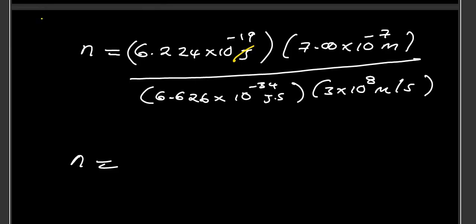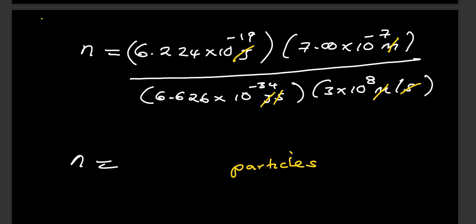The joules and the joules will cancel, the meters and the meters will cancel, the seconds and the seconds will cancel. This will just give us particles, because we don't have any other unit. We're looking for the electrons. Actually, it's a name, so we'll use electrons.